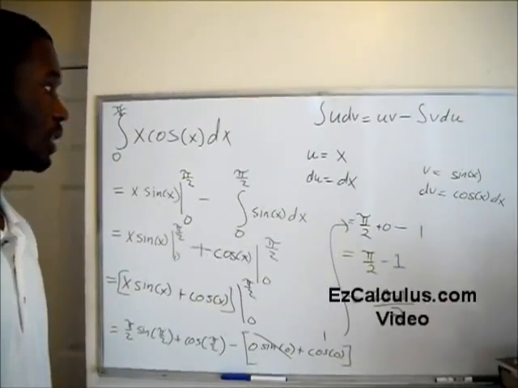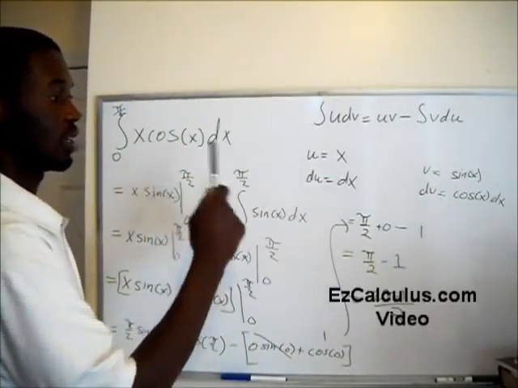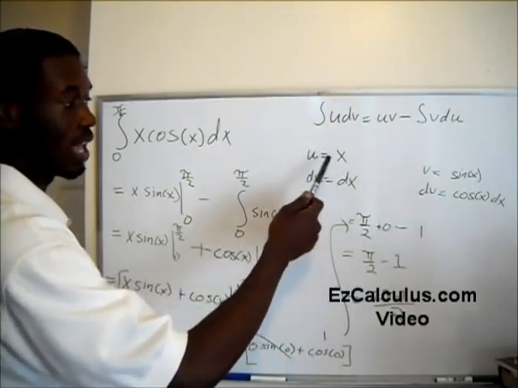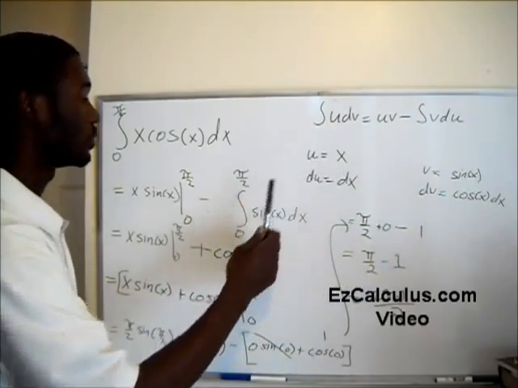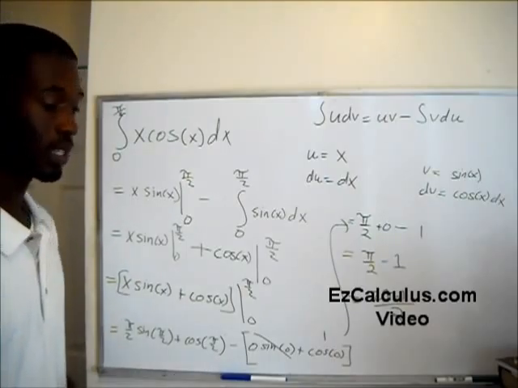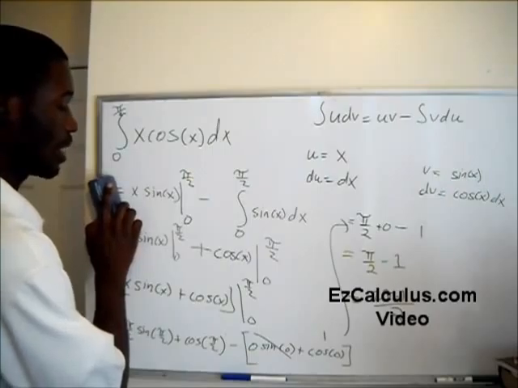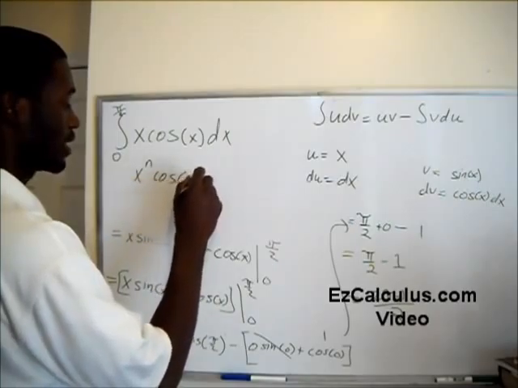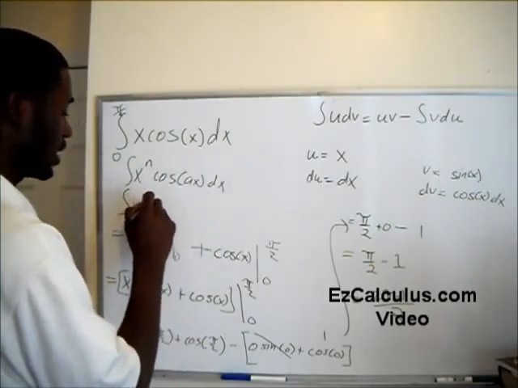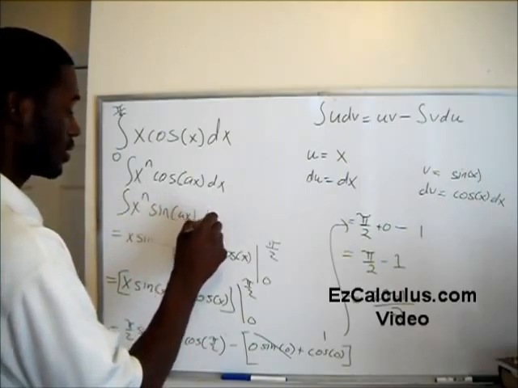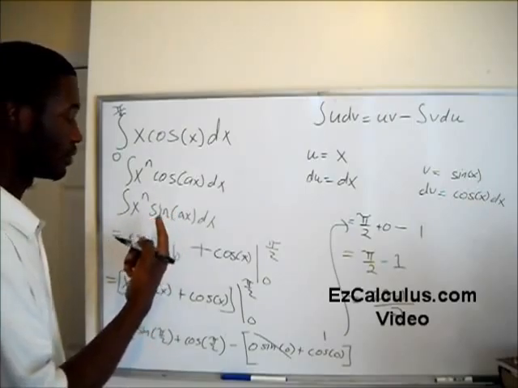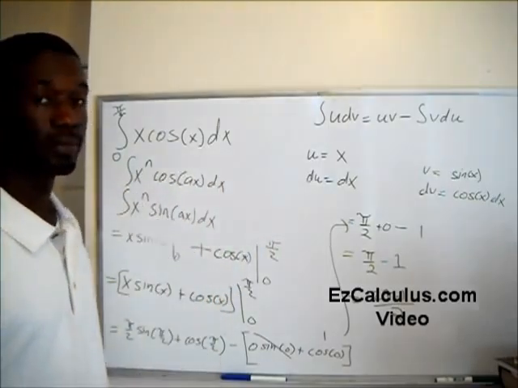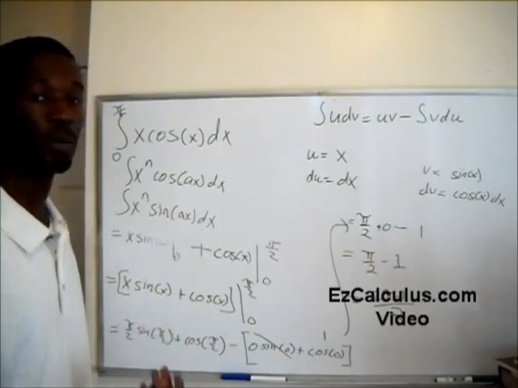So for this one, all we did was we picked our u to be our x, and then we picked our dv to be cosine x dx. Then we found what v was by integrating this, and we found what du would be by taking the derivative of u. So in general, anytime you have a question that looks like x to the n cosine of ax dx, or x to the n sine ax dx, where a is a number and n is a number, you want to pick your u to be x. That's just a general rule. It's going to work out better that way.